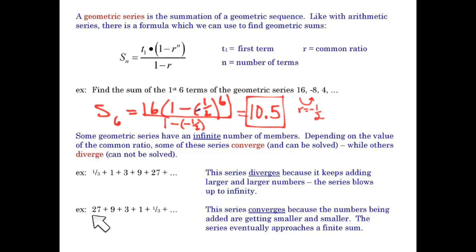Versus this one down here, which is getting smaller and smaller. This is said to diverge, it just goes up to infinity. This is said to converge as it gets to an actual number, an actual sum that we can find. So that one goes to infinity, this one goes to some number.